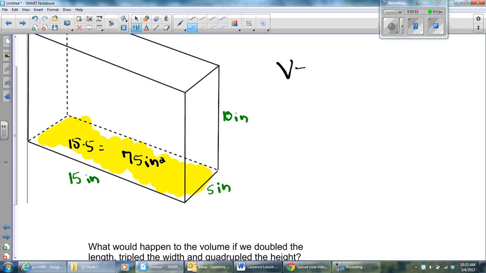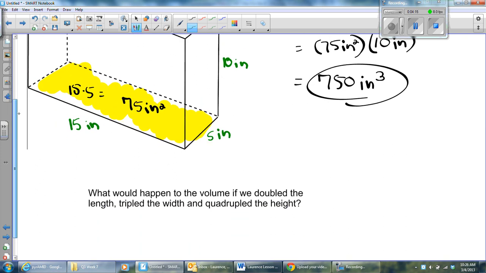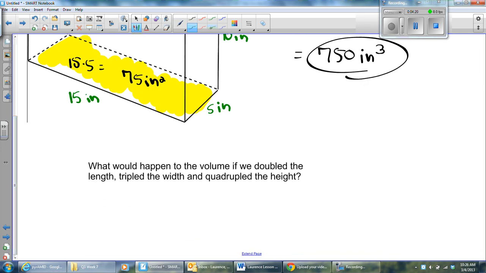So now to do volume, we're going to substitute 75 inches squared in for capital B. And we're going to multiply by 10 inches, because that's how tall the prism is. And we're going to get 750 inches cubed. And there you go. Now, what would happen to the volume if we doubled the length, tripled the width, and quadrupled the height? Well, again, I can do two approaches to this. I can go 15 times 5 times 10 and say that equals 750.